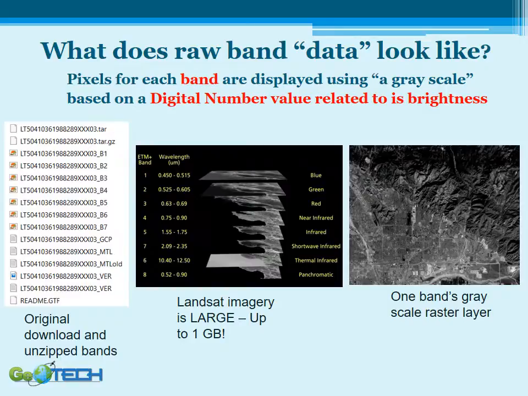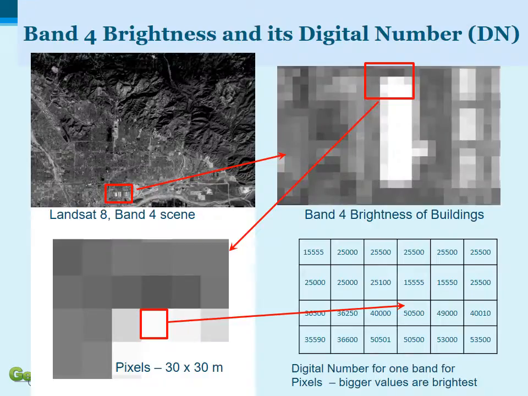Now, initially, you'll just have one folder. It'll be a tar folder, and it'll tell you what sensor it is. You have to unzip it twice in order to find the band data. And each of these different band data are a different layer of data. So you get, with this, bands 1 through 7, and then you have your metadata. So be sure and keep both the data and the metadata.